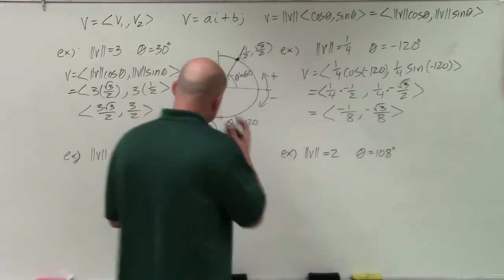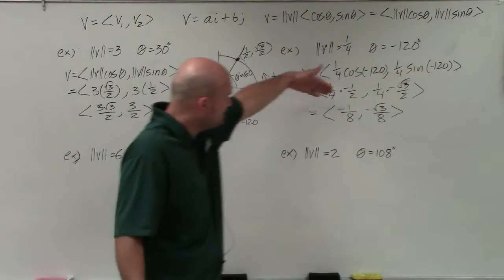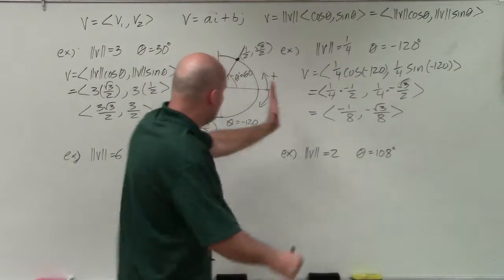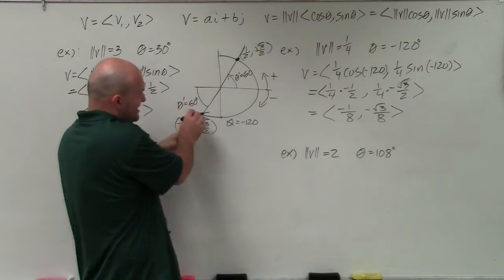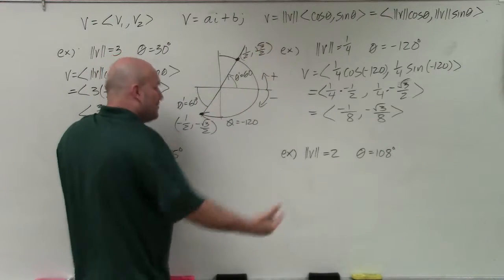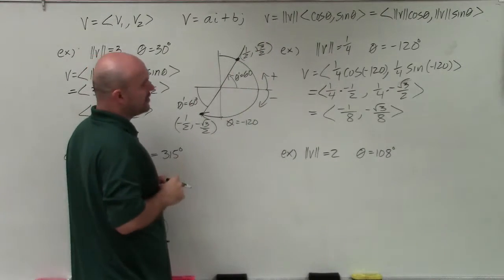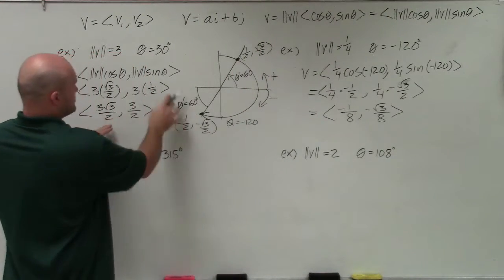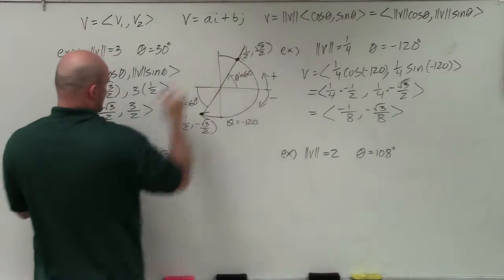And again, you can always check your work, too. Notice how this vector, both my components are negative. That means I'm going to the left and I'm going down, which is going to give me the same vector in the same direction of negative 120 degrees. However, it's now going to have a magnitude of 1/4, whereas this one is in the first quadrant, just like that angle of 30 degrees would be.